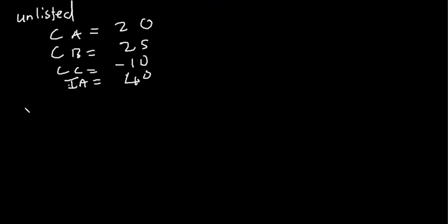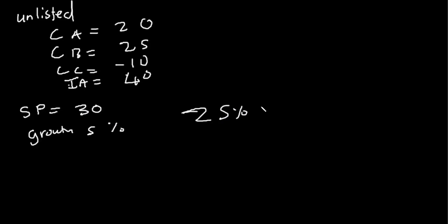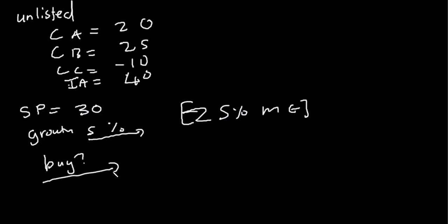Now, the company is trading with a share price of 30. We're also told that the company has a current growth of 5%. However, other entities in the industry are growing at 25%. This is the market growth rate. So the market growth rate of that industry is 25%. However, this entity is growing at 5%. Now, we're told again, should we buy this entity? That's the question. Should we buy the entity? Now, how would we go about answering this question?